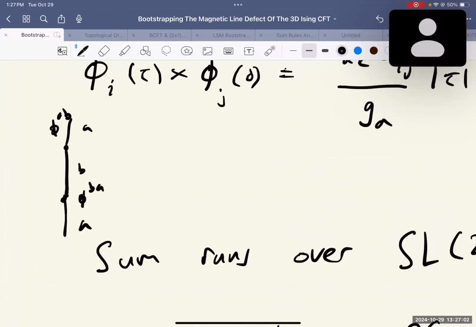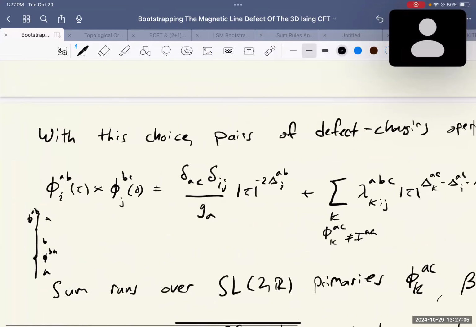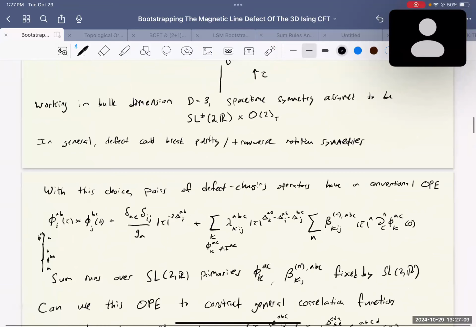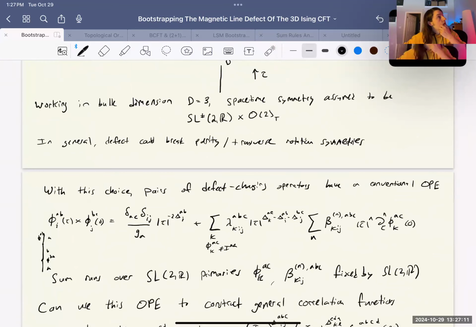Can I go back to something you said? Is there a different unitarity bound for parity odd operators in the bulk? That's a good question. I kind of thought that the answer is no, but maybe someone else knows better than I do. I don't.